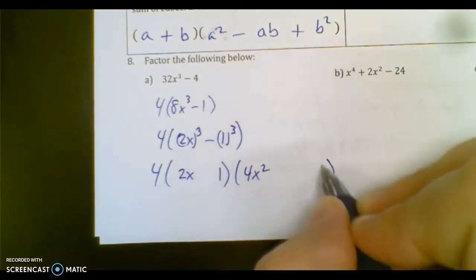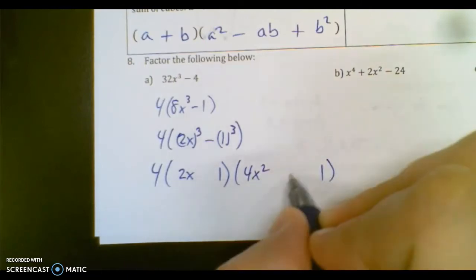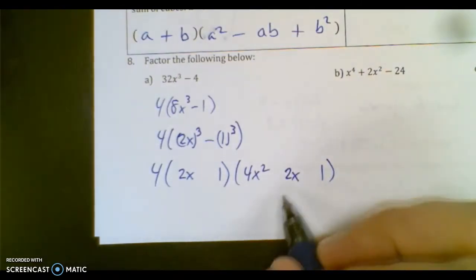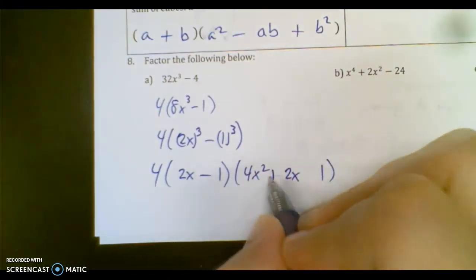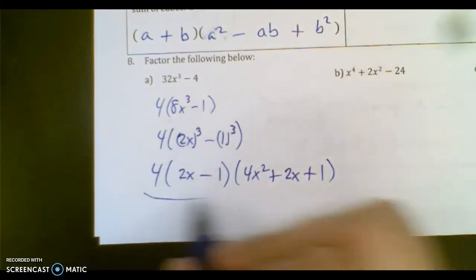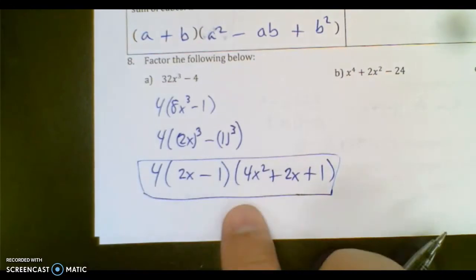And 1 squared is still 1. And the middle is 1 times 2x. So now my symbols are SOAP. Same, opposite, always positive. That's as far as that one factors. So that was one of the SOAP problems.